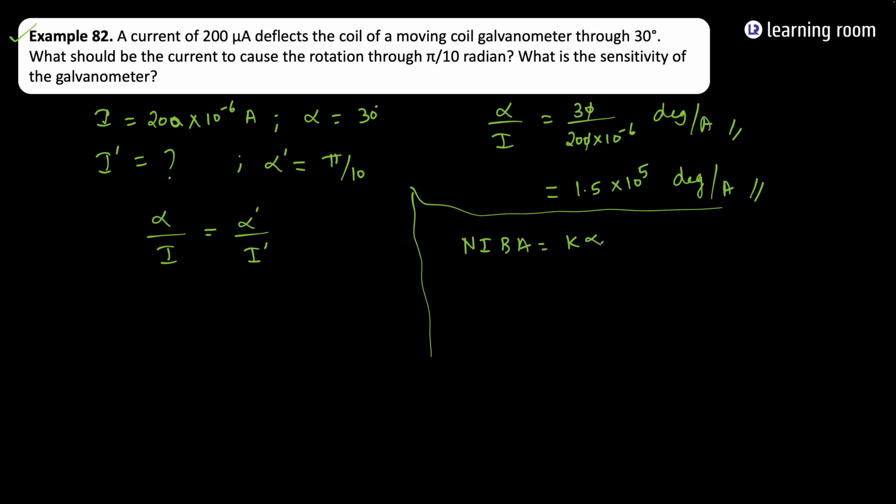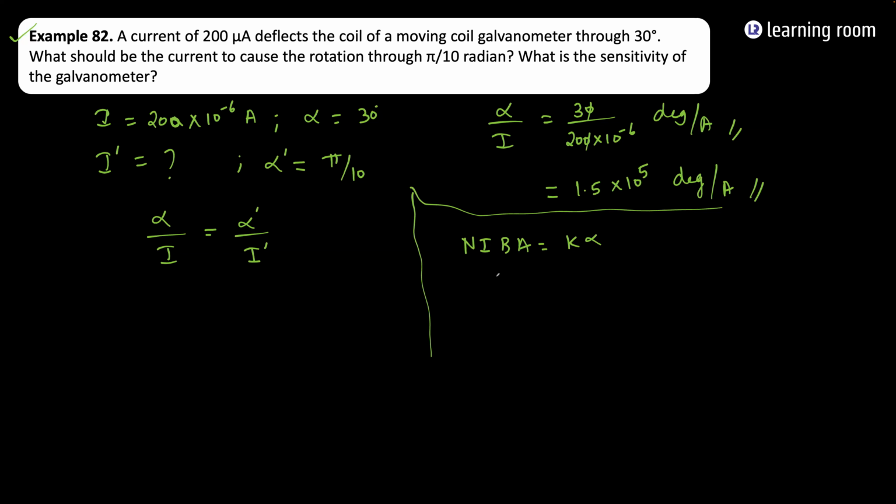Equal to K. So observe, number of turns is a constant. The magnetic field produced is constant because you're using a permanent magnet. Area of the coil is constant. Right. So what is the only change that's happening? When the value of I is changing, there is a corresponding change taking place in alpha.